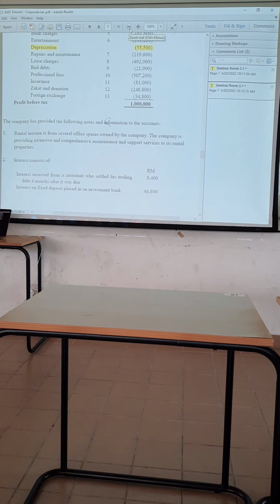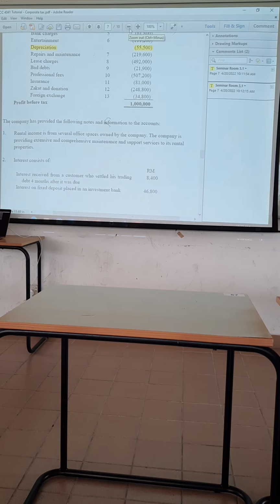You cannot use the loss to carry forward to be set off against future income. So that's the disadvantage of having income under 4C or 4D. But rental income can be under section 4A provided that you have this extensive and comprehensive maintenance. So whenever you mention that, you know that that rental income is under section 4A.